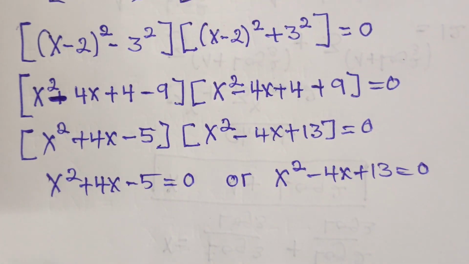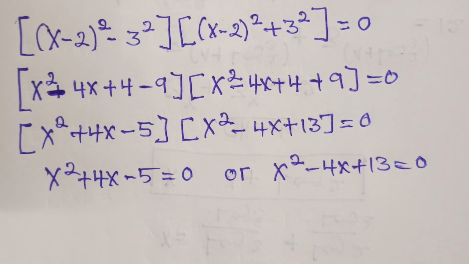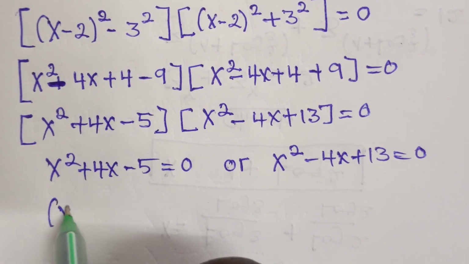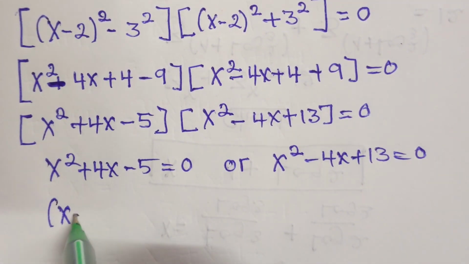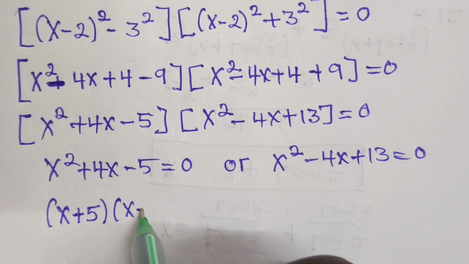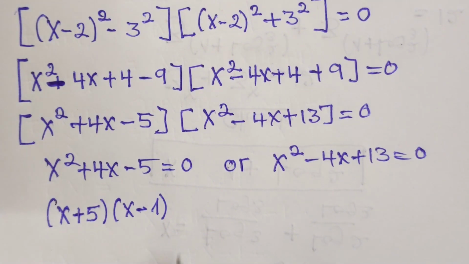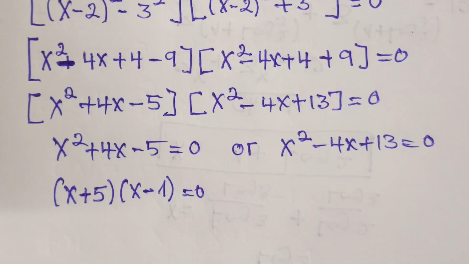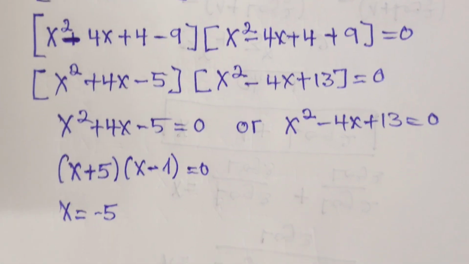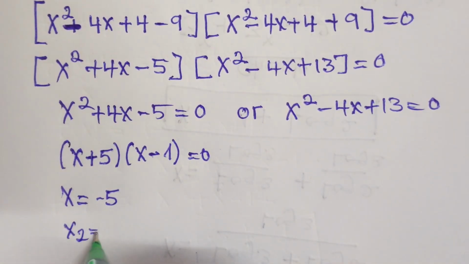Okay, and this is a simple quadratic equation, where we have to find two numbers we can multiply to get negative 5, where the sum is equal to positive 4. Those numbers are equal to negative 1 and positive 5. Okay, so here you have (x plus 5) and (x minus 1) equals 0. Right, then our x1 will be negative 5 and x2 will be 1.